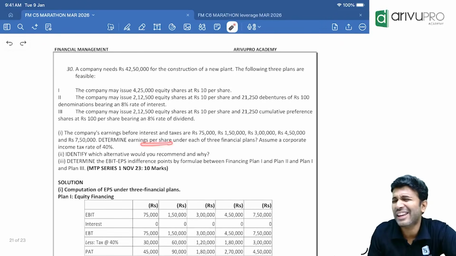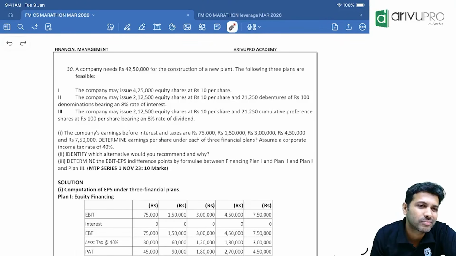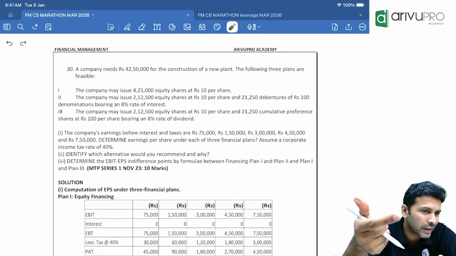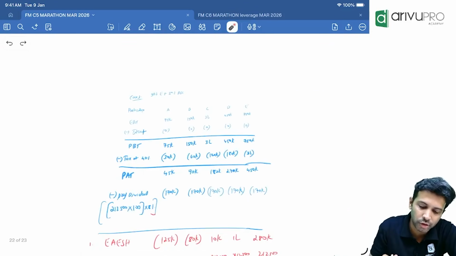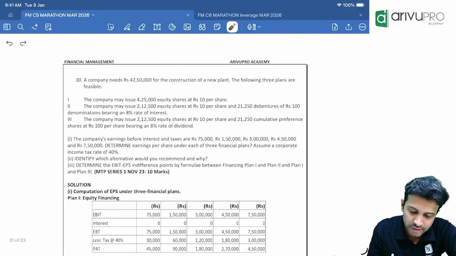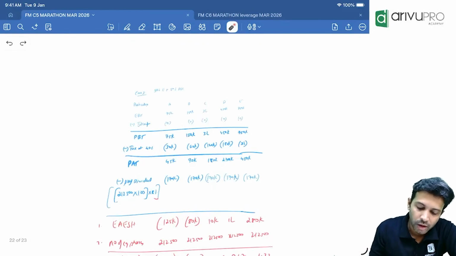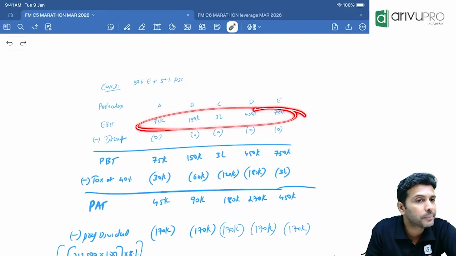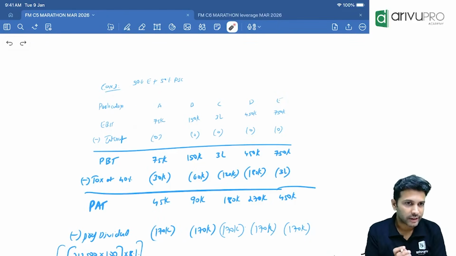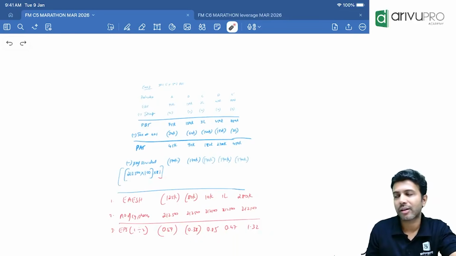You need to find out EPS. EBIT they have only given. They are asking EPS. To find EPS we need 2 numbers. What are those? Number of equity shares, and they have given EBIT. Check, I've solved here. Maybe I've assumed all this as different cases, whatever, it's fine. Now, this is your EBIT given. From EBIT, reduce what? Reduce interest.